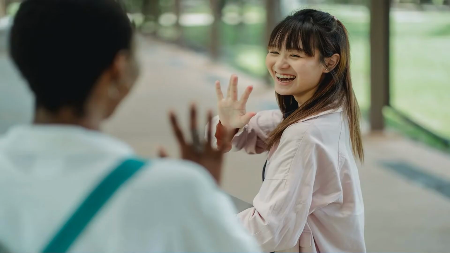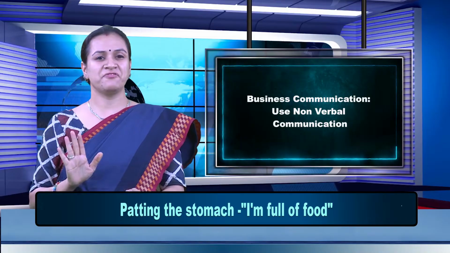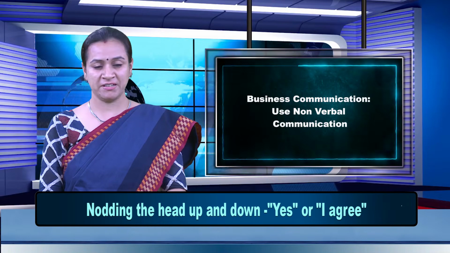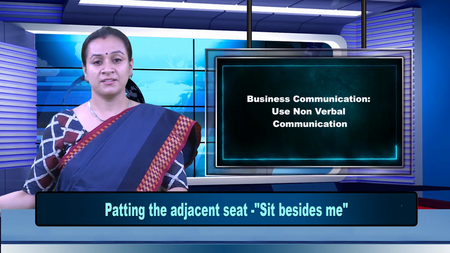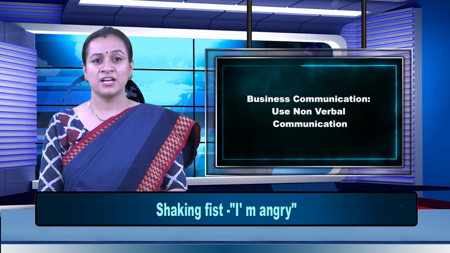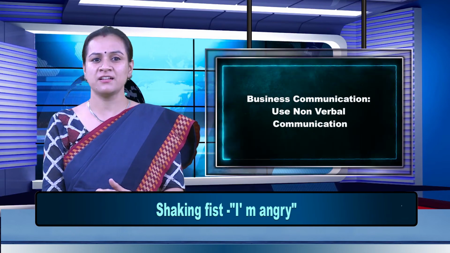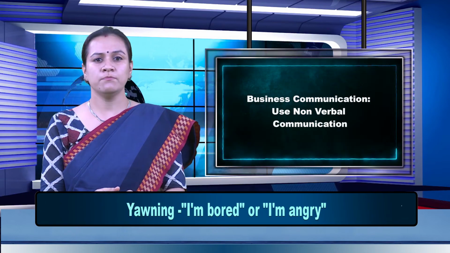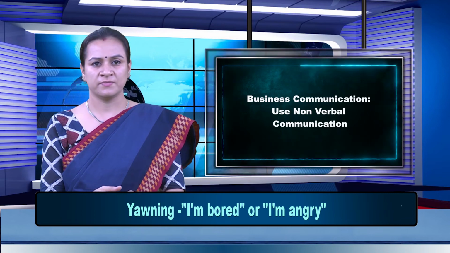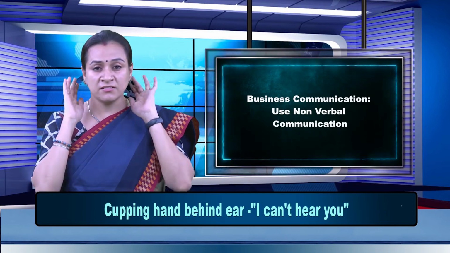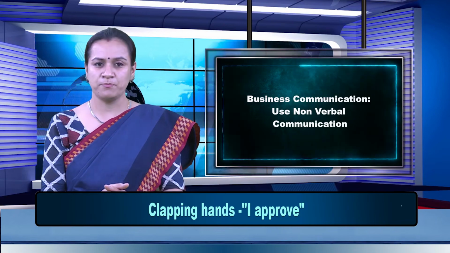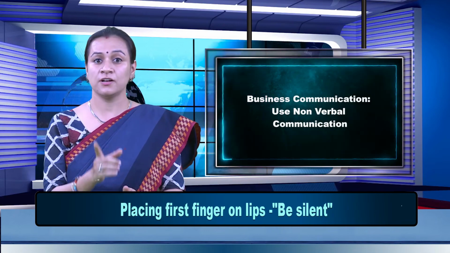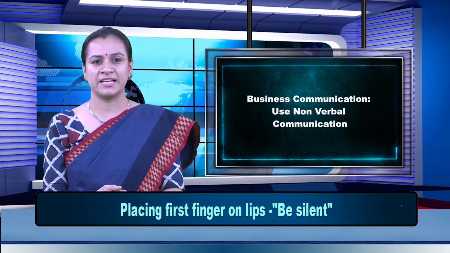A few examples in this regard are: patting the stomach, I am full. Nodding the head up and down, yes, I agree. Patting the adjacent seat means sit beside me. Shaking the fist, I am angry. Yawning, I am bored or I am angry. Cupping the hands behind the ear, I can't hear you. Clapping the hands, I approve. Placing the first finger on the lips, that is be silent.